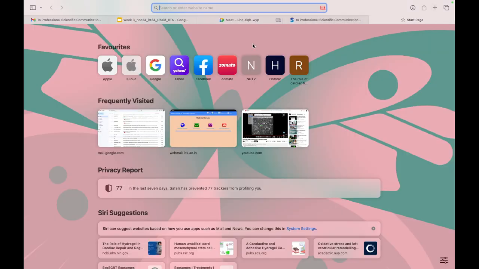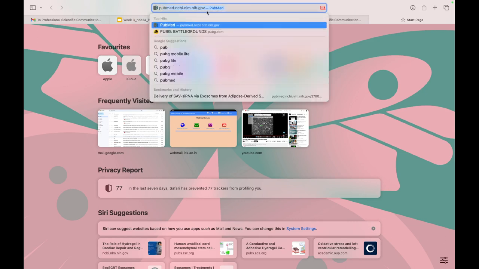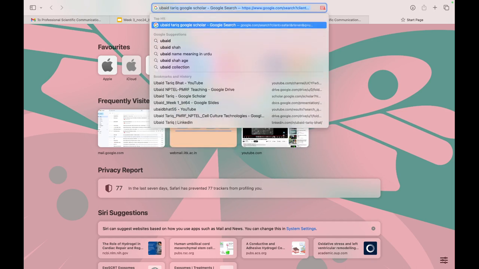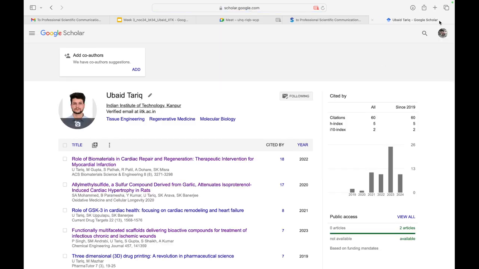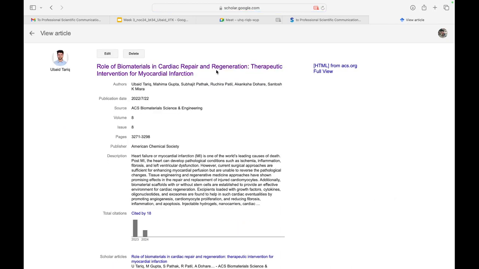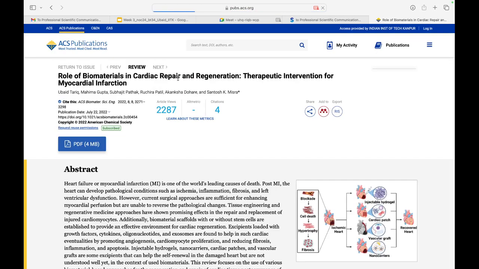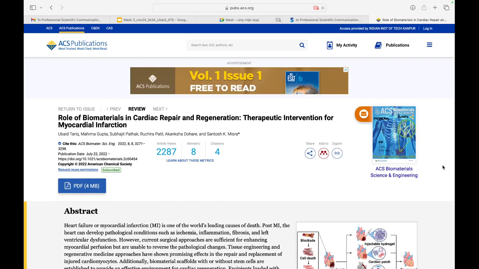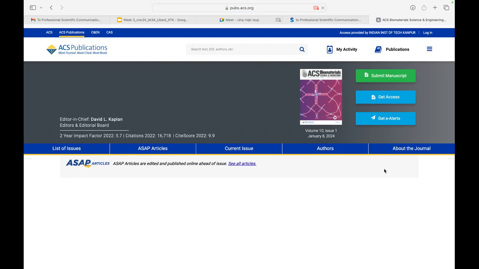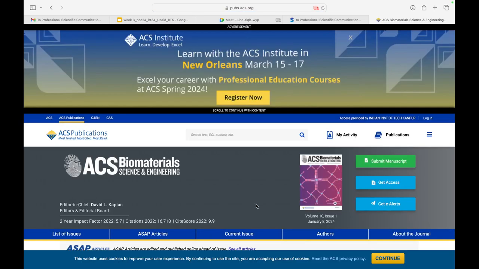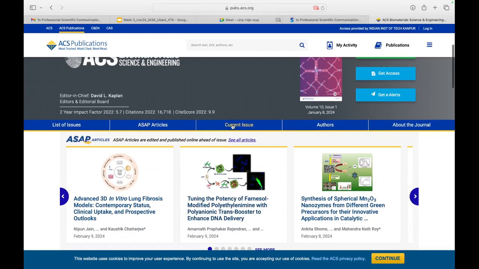I will show you. Do you know what impact factor is? Impact factor is given to journals. For example, there are different papers, but a paper doesn't generally have an impact factor. For example, this one is published in the journal ACS Biomaterials Science and Engineering. Impact factor, as the word says, is about impact: how much impact does this journal have? For example, here the impact factor is 5.7.